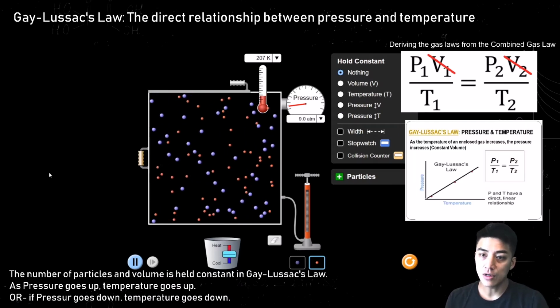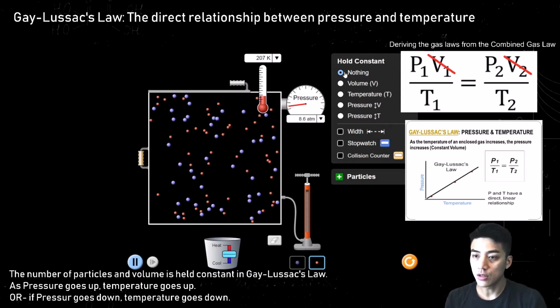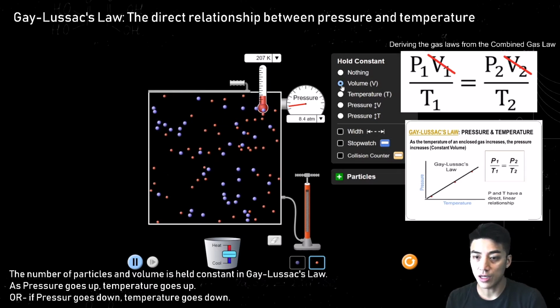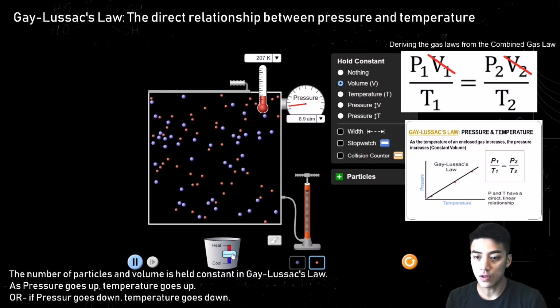Gay-Lussac's law describes the direct relationship between pressure and temperature. So if nothing is being held constant, that means I can change the volume of the box. That's why that handle appears. But as soon as I click that, the handle disappears on the left-hand side of the container.